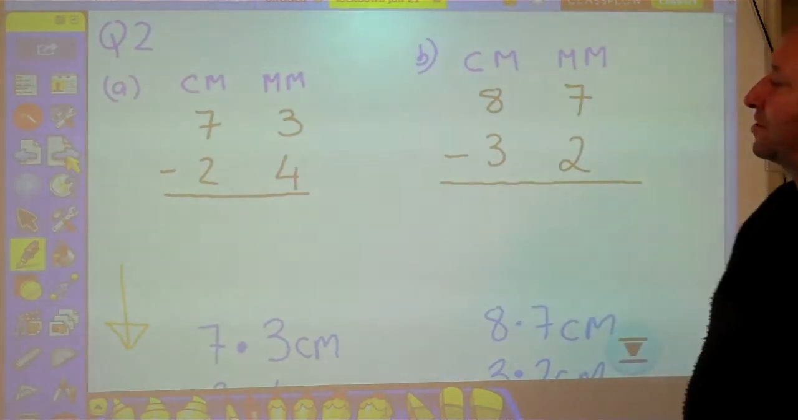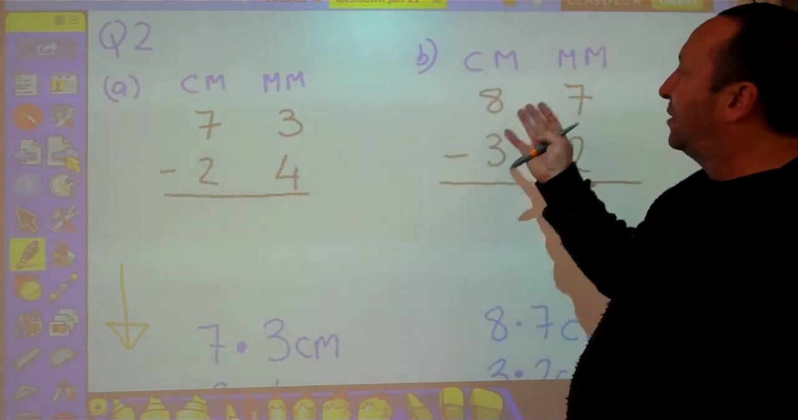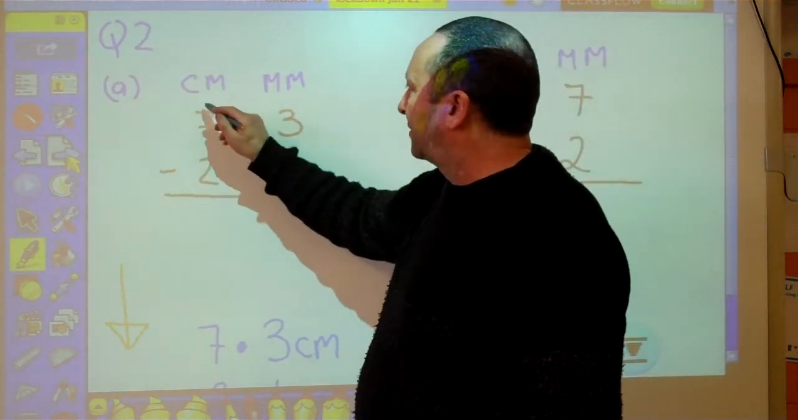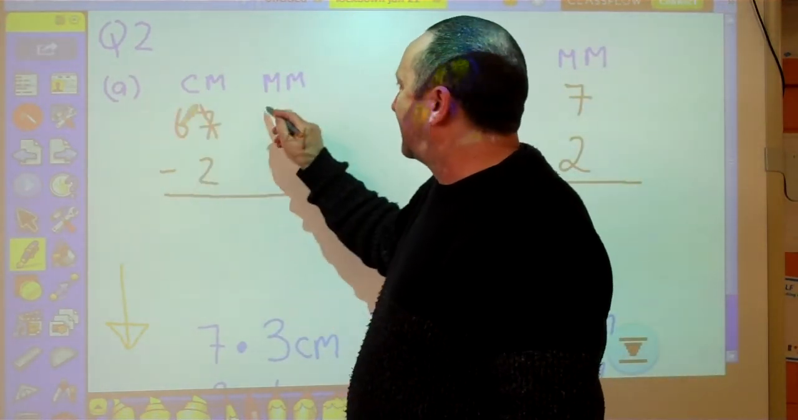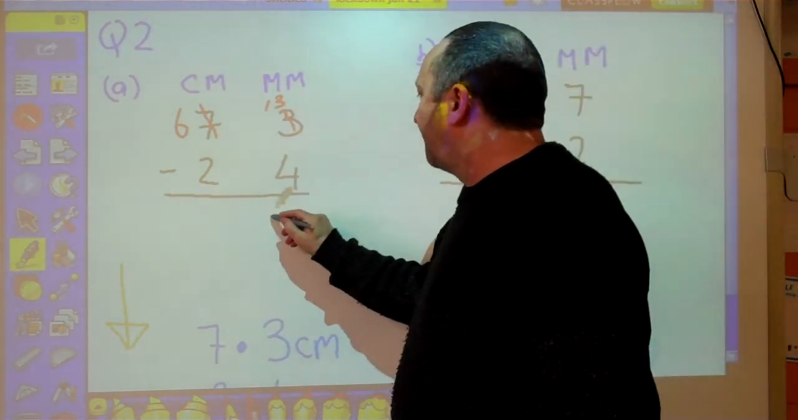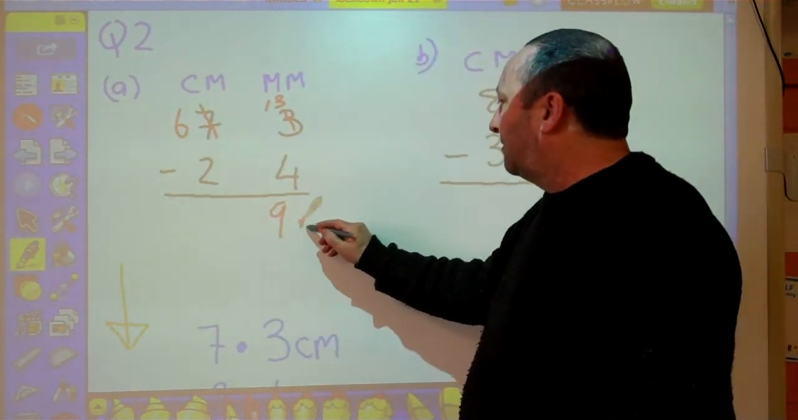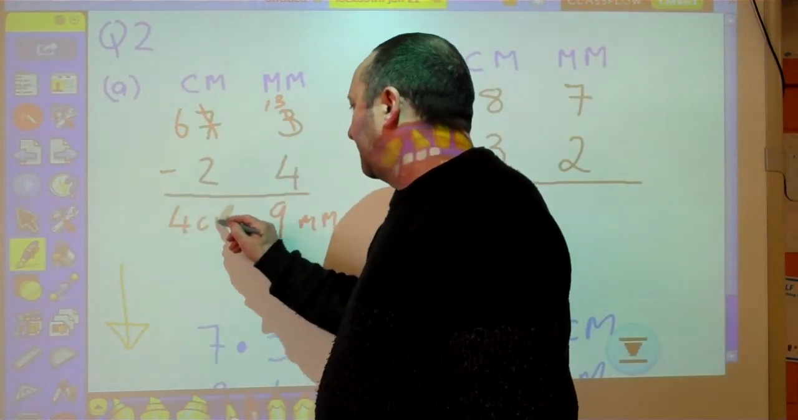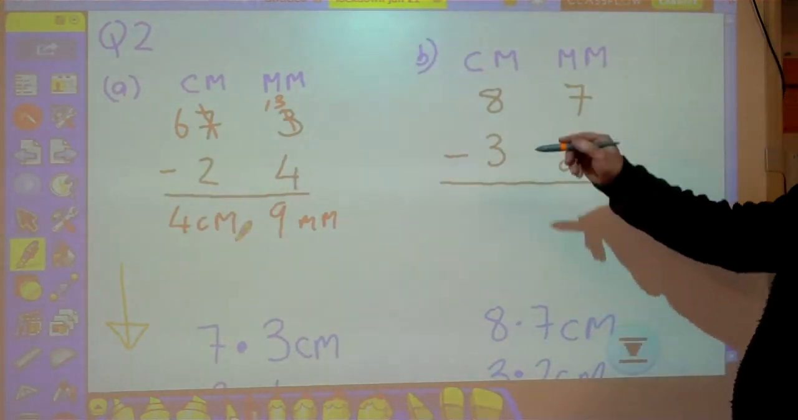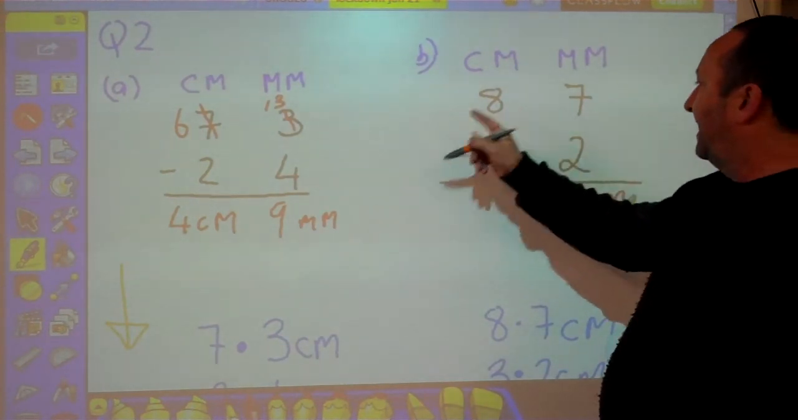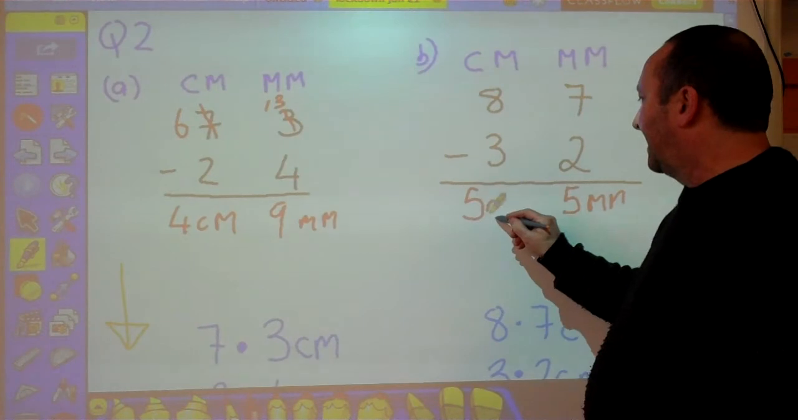If we were asked to do subtracting, we could do it this way. Same idea as subtracting. 3 take away 4 I can't do. Rename, that goes to a 6. I now have 13, 10 and 3 is 13. 13 take away 4 is 9 millimeters. Over here it's 6 take away 2 is 4 centimeters. This one here is 7 take away 2 is 5 millimeters, and 8 take away 3 is 5 cm.